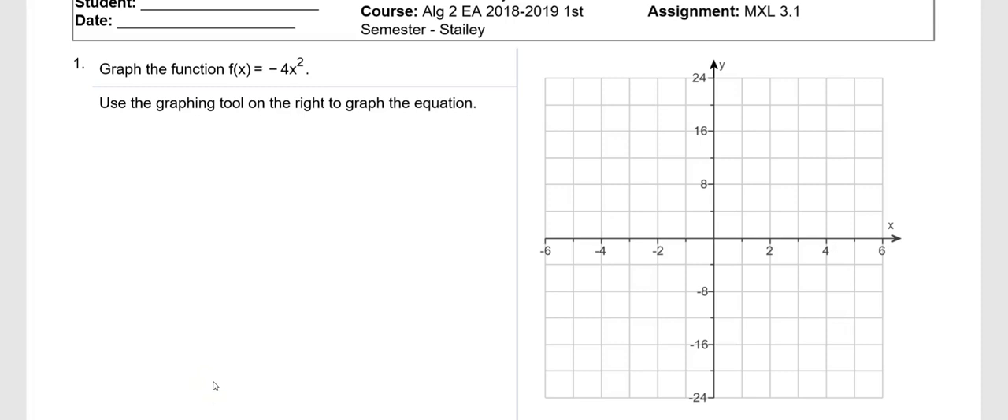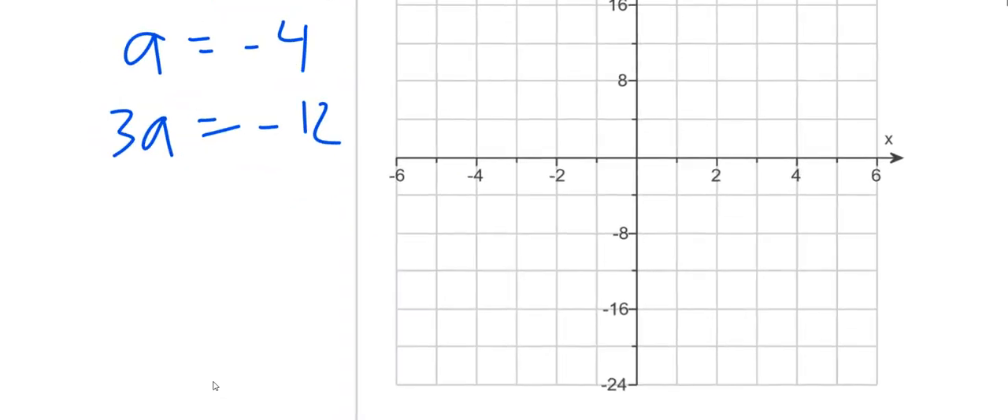What is it? -4. So 1A is -4. What's 3 times that amount? -12. This is the 1A, 3A method of graphing. We all know that we have 0, 0. We've got a dot. Go. You have about 20 seconds to graph the other 4 points.